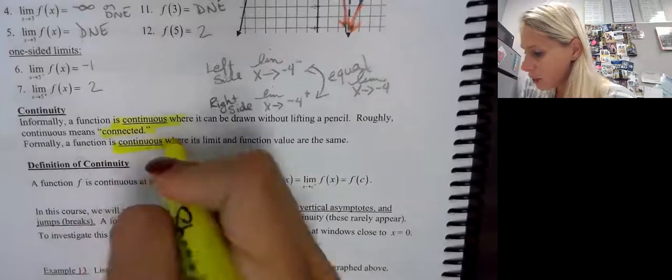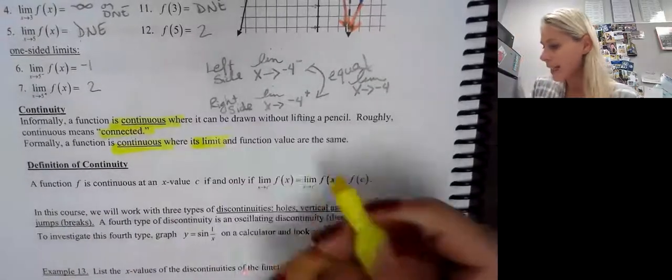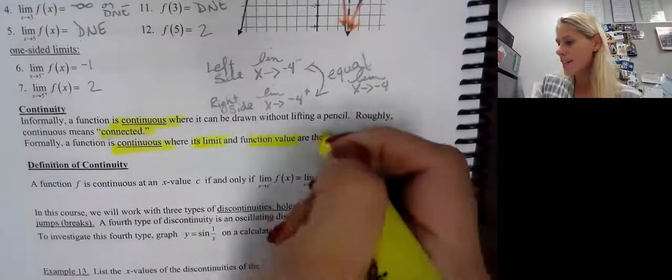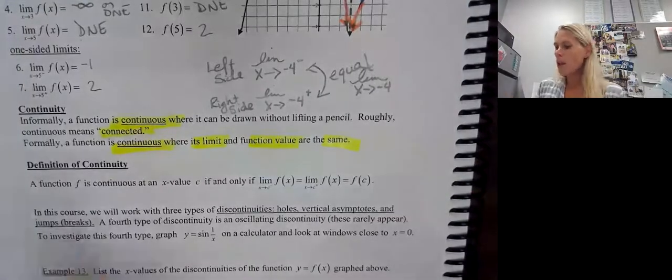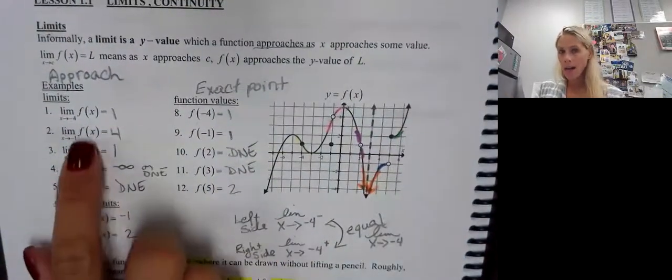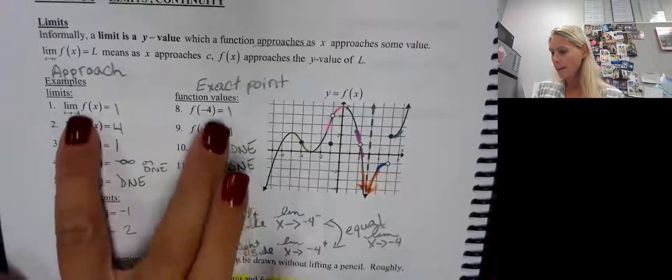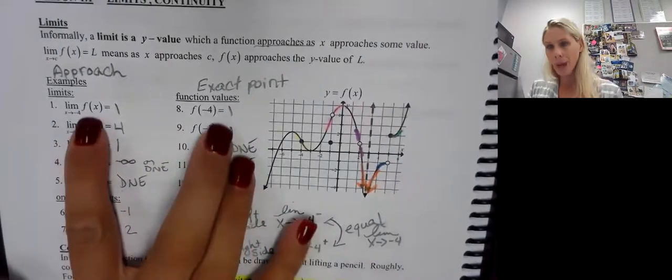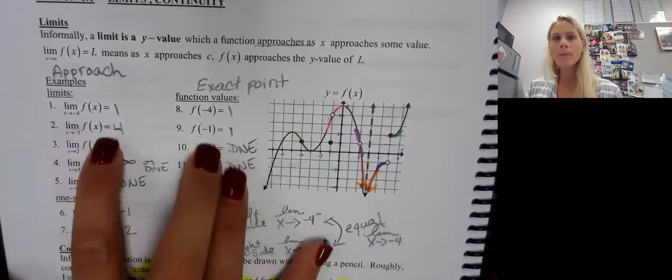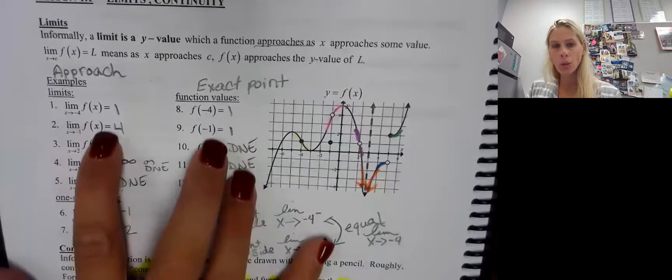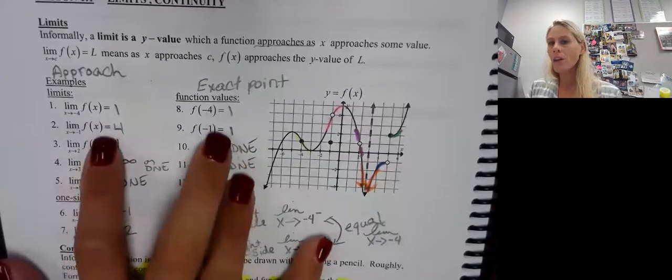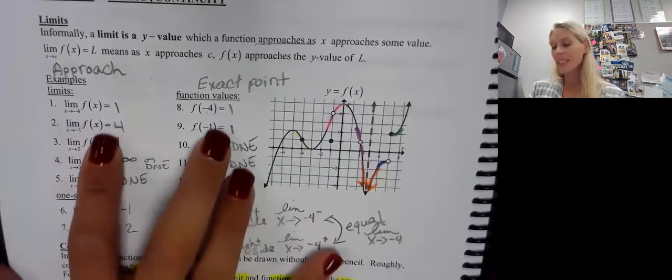It is continuous where the limit and the value are the same. So in other words, if we go back up here at -4, our limit and our value are the same, so it must be continuous. Right here for number 2, our limit and our value are not the same, so it's not continuous, it's discontinuous. So there are different types of discontinuity that we are going to go through.